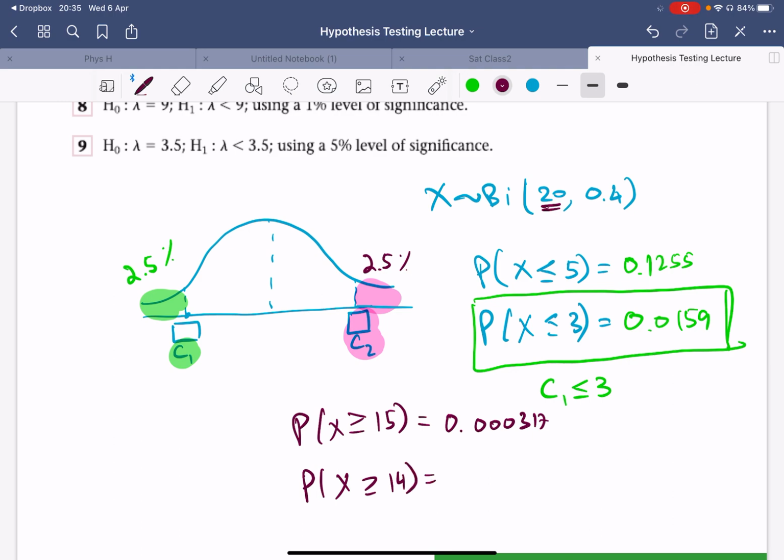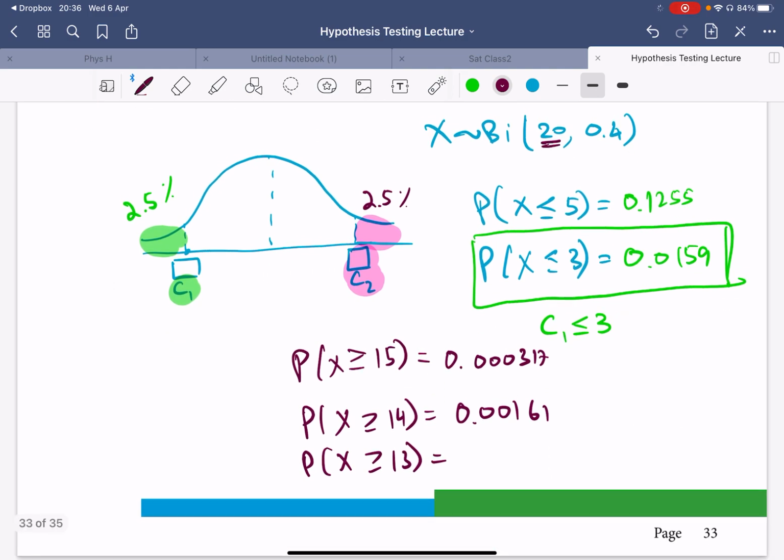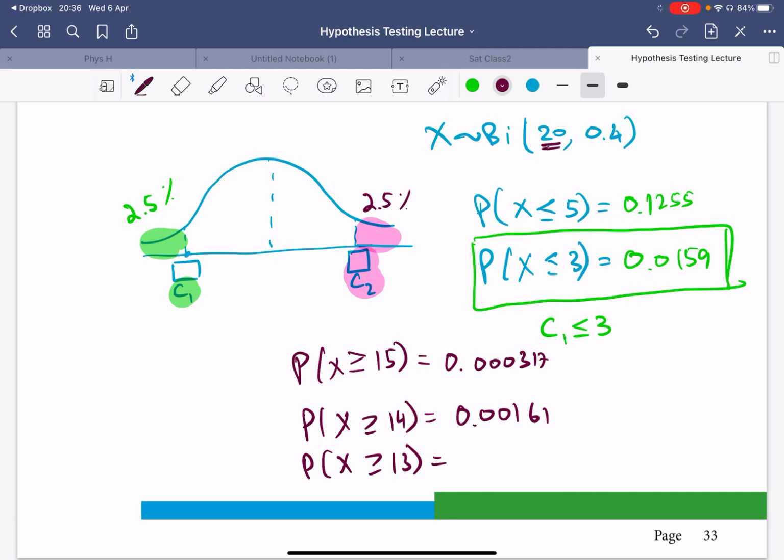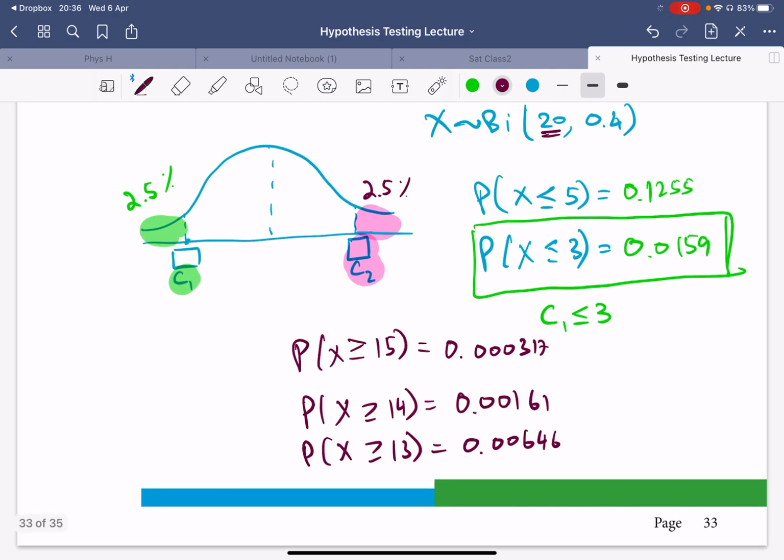Let's try 14. If it is 14, I get 0.00161. Let me try 13. If it is 13, you get 0.00646. That kind of makes sense because this should be 0.025, right? All this is fine, but we want the one that is actually close to 2.5%.